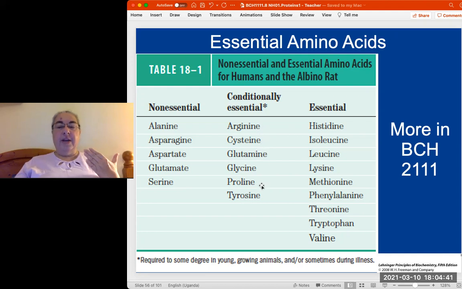So these are the amino acids that need to be provided in the diet for sick people, but not for well people. And then these amino acids, histidine, isoleucine, leucine, lysine, methionine, phenylalanine, threonine, tryptophan, and valine, are essential. We need to have a source of these amino acids in our diet to give us enough to make the proteins that make up our bodies.